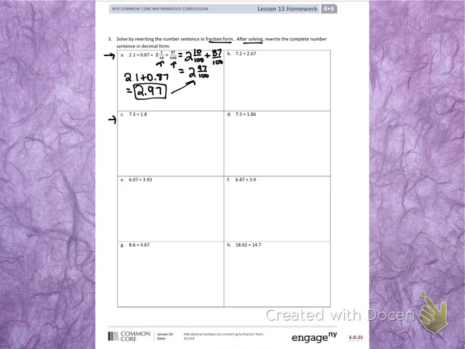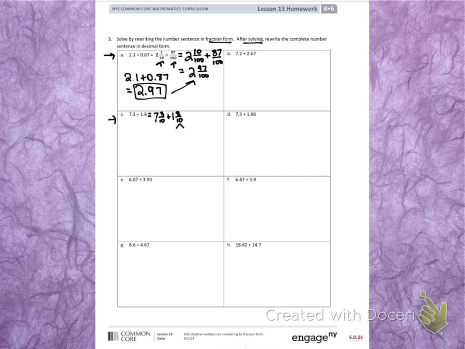I'm going to go down and work out letter C. It says 7 3/10. Let's make that 7 and 3/10 added with 1 8/10. This time 8 plus 3 is greater than 10, so I'm going to break down 8/10 using a number bond.